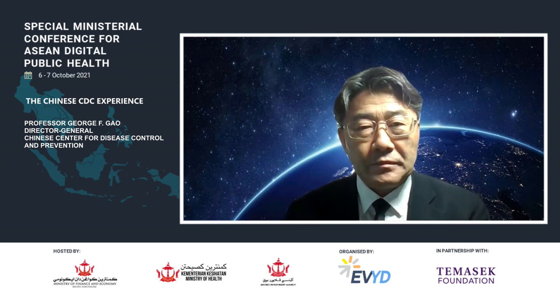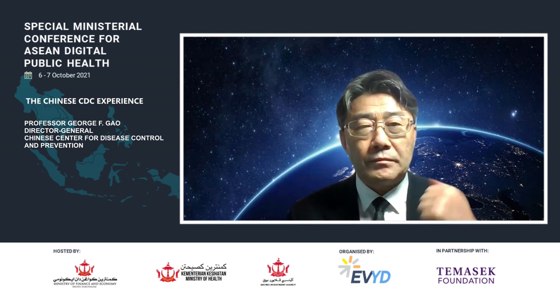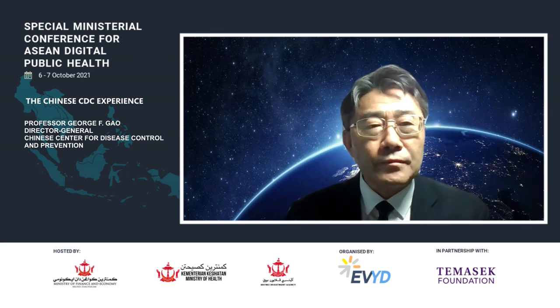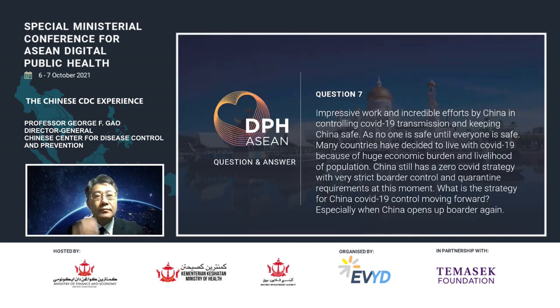Thank you. Thank you very much, Prof. The seventh question is, impressive work and incredible efforts by China in controlling COVID-19 transmission and keeping China safe. As no one is safe until everyone is safe, many countries have decided to live with COVID-19 because of huge economic burden and livelihood of population. China still has a zero COVID strategy with very strict border control and quarantine requirements at this moment. What is the strategy for China COVID-19 control moving forward, especially when China opens up border again?